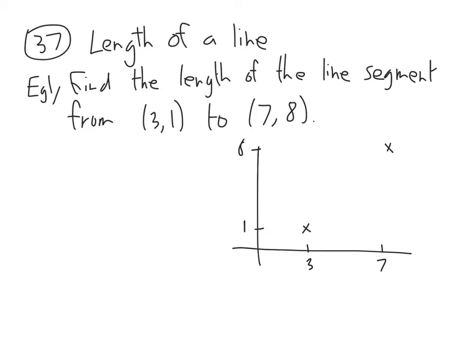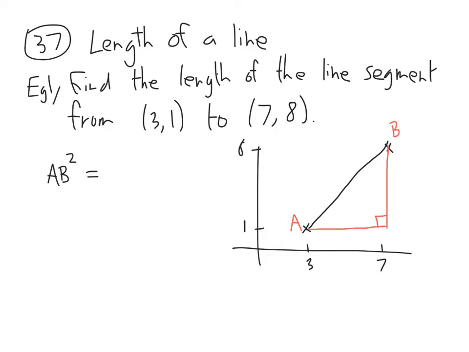We're trying to find the length of the line that runs from 3, 1 to 7, 8. To find the length of that line, we can form a triangle. And that triangle will be right angled. So we can then use Pythagoras' theorem to work out the length of that line. If we call the first point A and the second point B, we can work out the length of AB. AB is the hypotenuse. And Pythagoras' theorem says that the hypotenuse squared, or AB squared, is equal to the sum of the squares of the shorter sides.